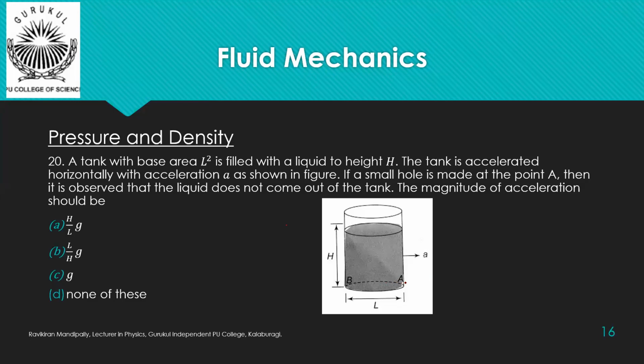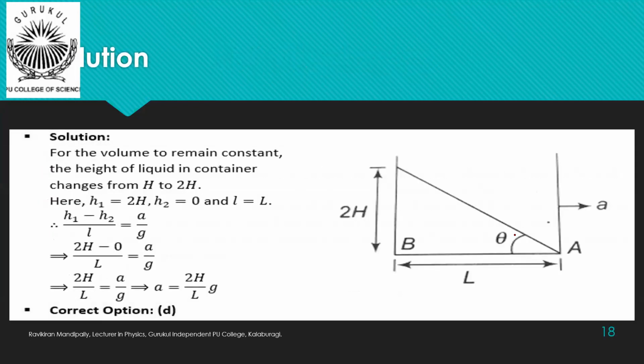If pressure due to liquid at point A is more than atmospheric pressure, then liquid will come out. But according to the question, liquid is not coming out. That means the pressure at point A due to liquid is not greater than atmospheric pressure, but it should be equal to atmospheric pressure. But this is possible only if the free surface of the liquid passes through point A, or in another way I can say at point A there should be no liquid above it.